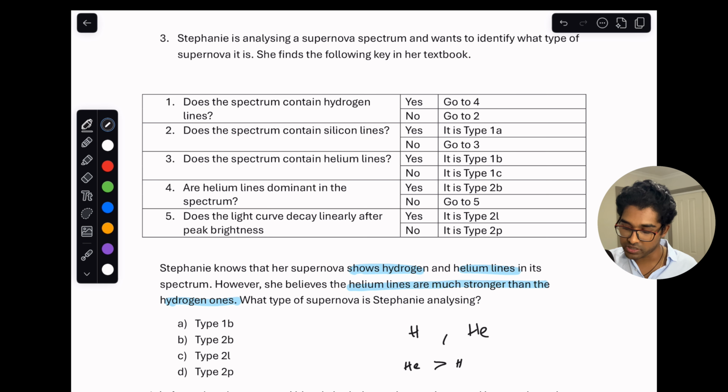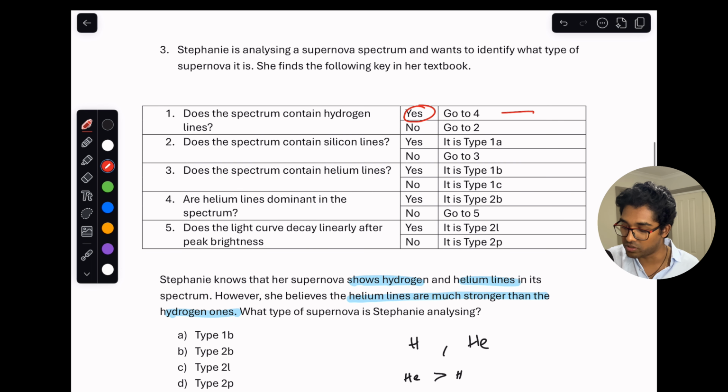Fantastic. Using this, let's go through and figure out what our question is really asking. It's asking us to figure out what type of supernova Stephanie is analyzing. So what are we going to do? Well, does the spectrum contain hydrogen lines? Yes, it does. Okay, cool. We need to go to question 4. Let's jump to question 4. Are helium lines dominant in the spectrum?